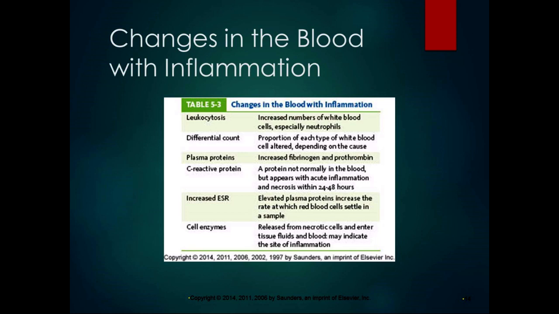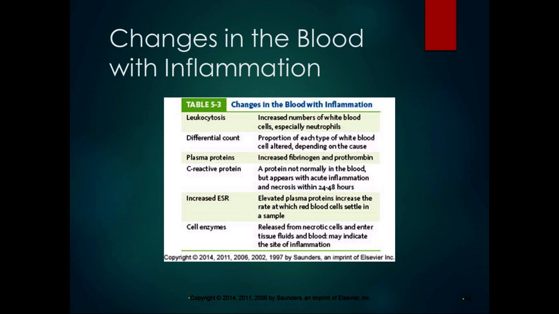Plasma proteins: we get increased fibrinogen and prothrombin, which are both involved in clotting. There is a protein called C-reactive protein that's not normally in the blood, but it appears with acute inflammation and tissue necrosis within 24 to 48 hours. So that's something they can test for to see if you have tissue necrosis.